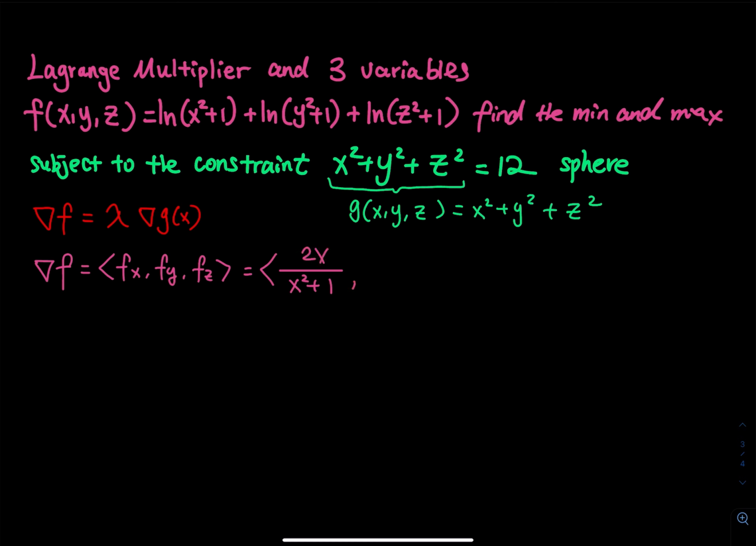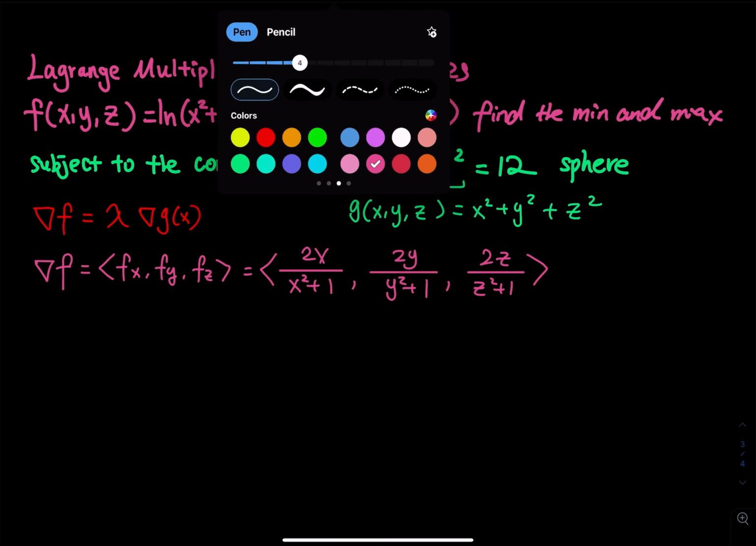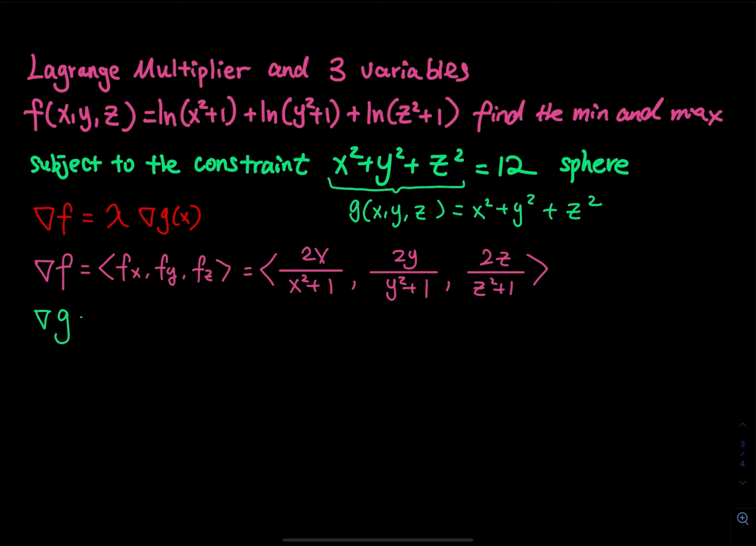And then the partial derivative with respect to y, so the x and the z are constant, and you only need to take care of the y. So that is 1 over y squared plus 1, and the derivative of y squared is 2y. Same thing for z, so this will be 1 over z squared plus 1, and the derivative of z squared plus 1 is 2z. That is the gradient of f. What about the gradient of g? That is the partial derivative with respect to x, y, and z, so that will be 2x, 2y, and 2z.